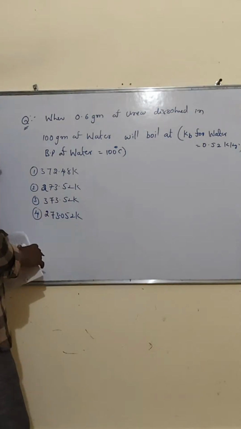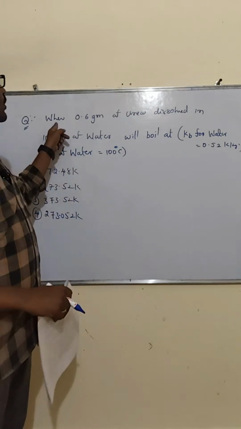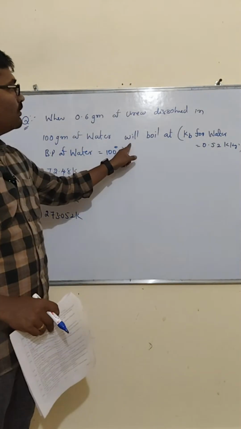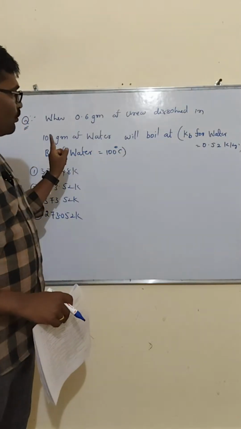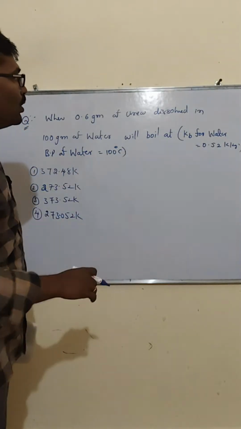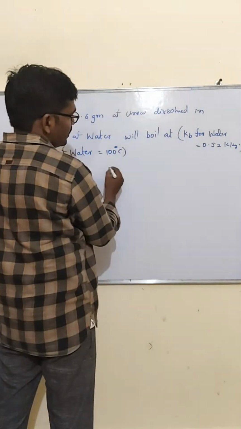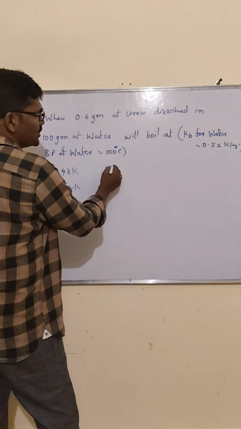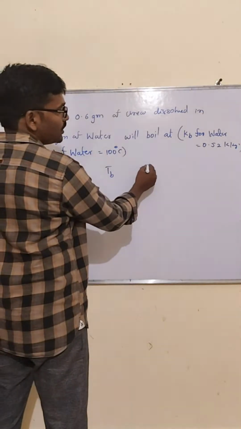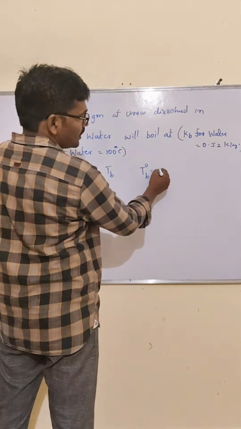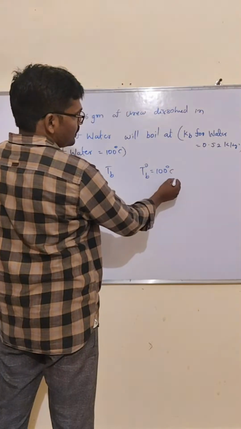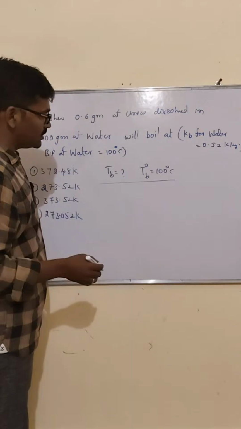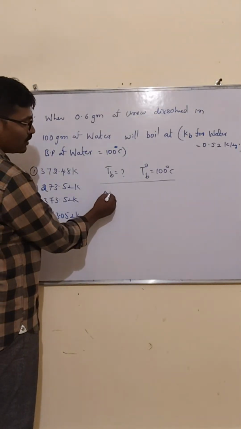Observe it carefully. What is the question? When 0.6 grams of urea is dissolved in 100 grams of water, it will boil at, nothing but the boiling point of solution. They're asking the boiling point of solution, which is Tb. The boiling point of pure water is 100 degrees Celsius. To find the boiling point of the solution, you have to find the elevation in the boiling point.